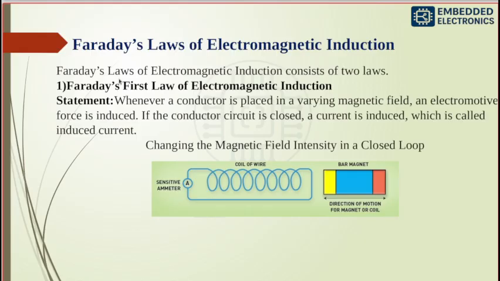whenever a conductor is placed in a varying magnetic field, an electromotive force is induced. If the conductor circuit is closed, a current is induced. That is called induced current. Here you can see changing the magnetic field intensity in a closed coil. This is the ammeter and this is the coil. This is the magnet. The direction of motion for the magnet or coil is represented here.